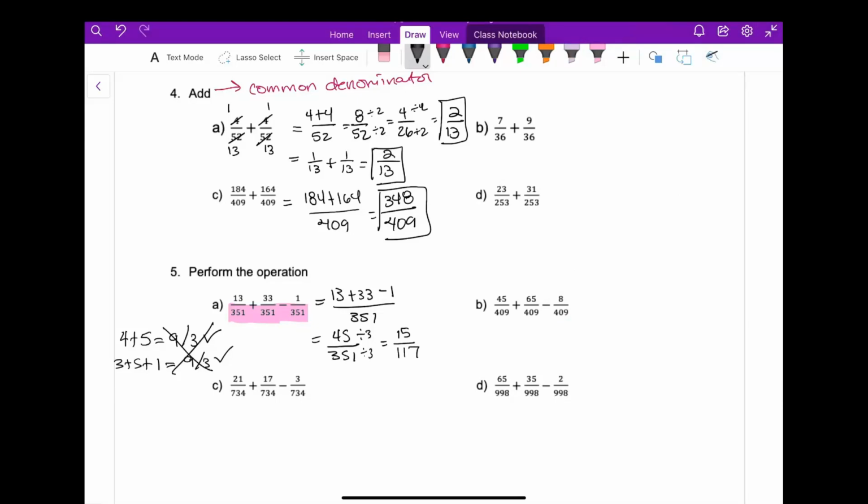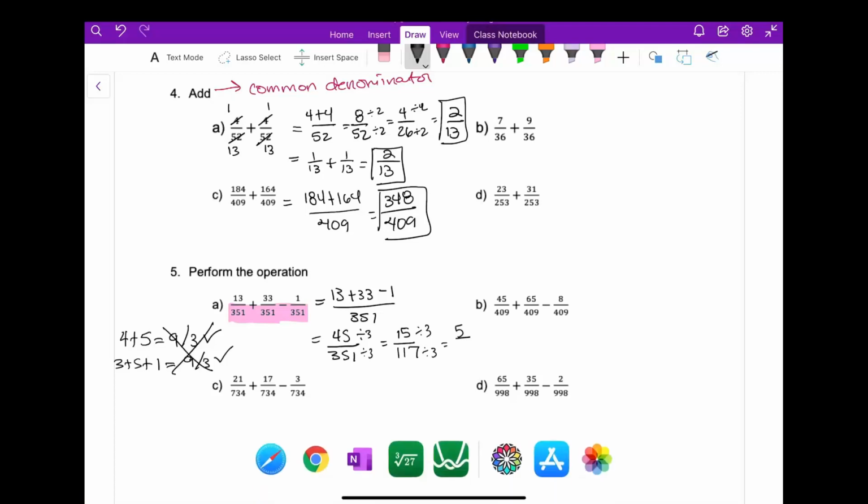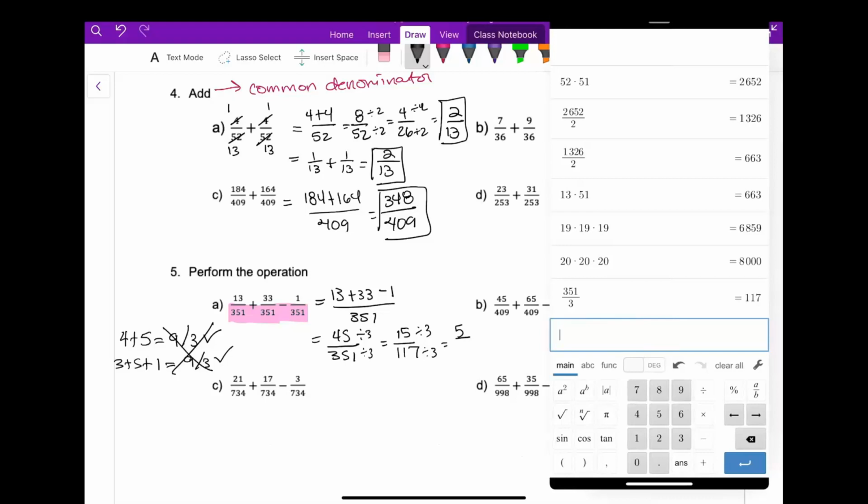1 plus 5 is 6, so that's yes. 1 plus 1 is 2, plus 7 is 9. Ooh, both of them, again, are divisible by 3. So I'm going to have 5. And let's take a look at 117 divided by 3. And the answer is 39.